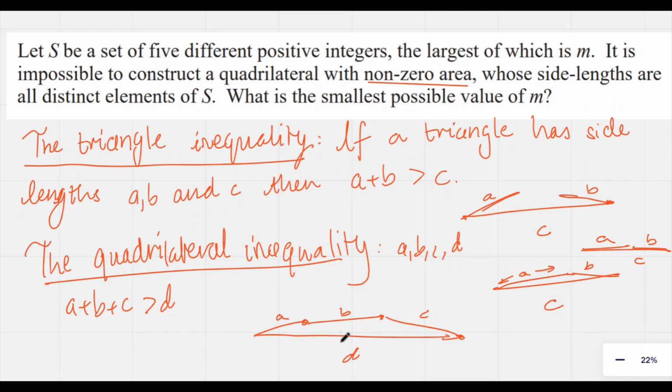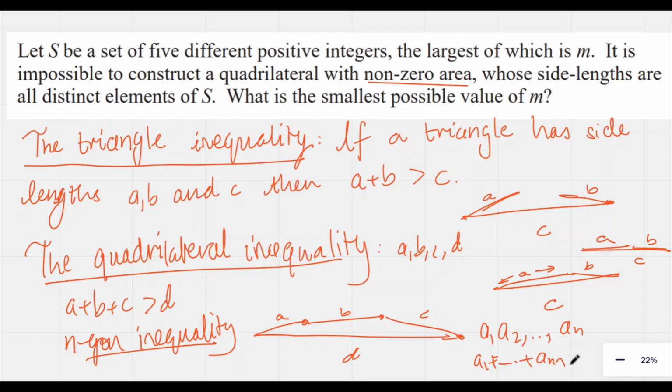Okay, so this is the triangle inequality and the quadrilateral inequality, and hopefully it's not too difficult to see how we could extend this to the n-gon inequality. Suppose the side lengths of my n-gon were a1, a2, all the way up to an, then a1 plus all the way up to an minus 1 would have to be bigger than an. So that would be my n-gon inequality, but that's actually not too important for this problem. We're going to use this quadrilateral inequality. But let me clean up the whiteboard and we'll continue.